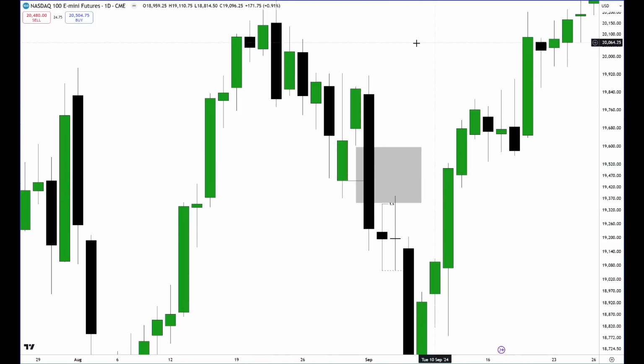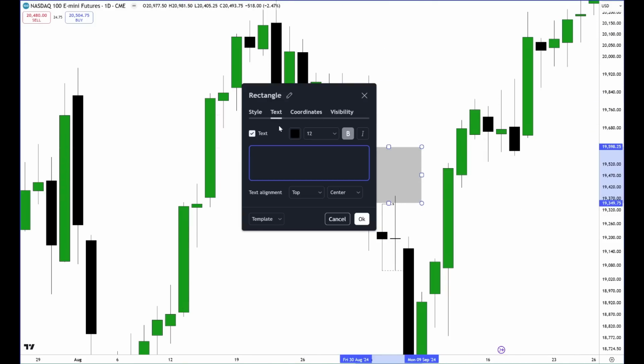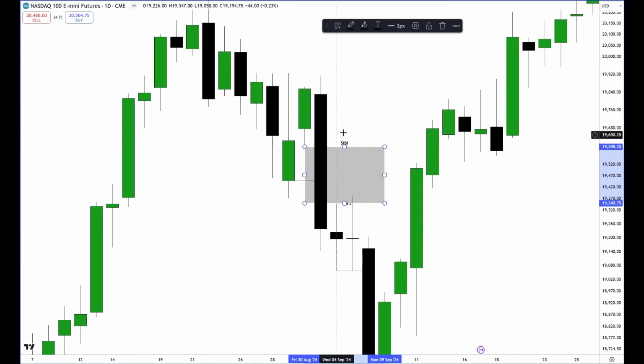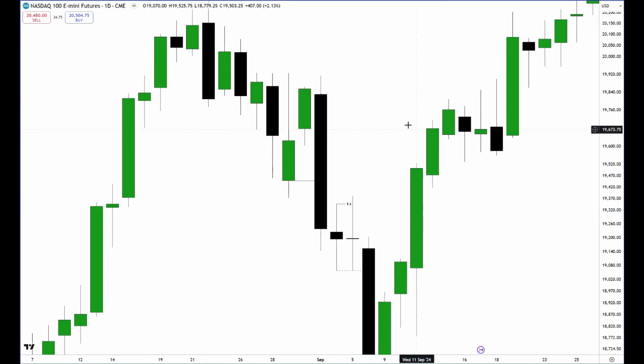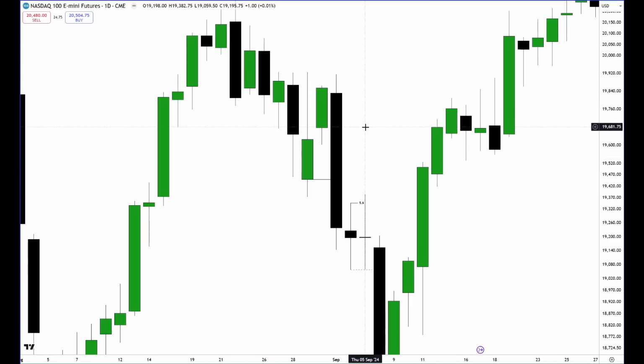Why is this not a fair value gap? This is indeed a SIBI. Sell side imbalance, buy side inefficiency. However, this SIBI is not a fair value gap. Not all SIBIs are fair value gaps. Where is the fair value gap?